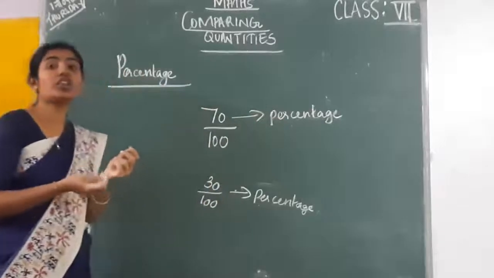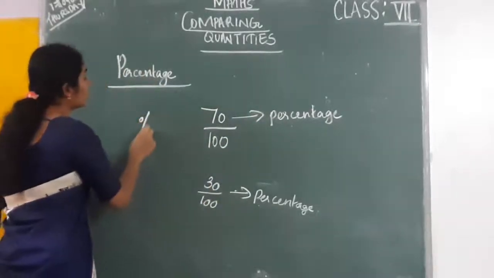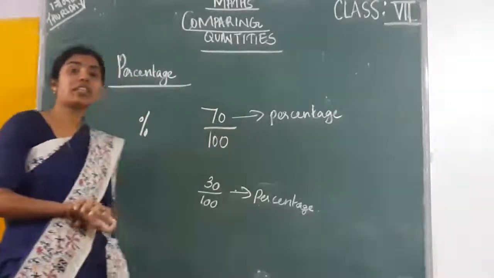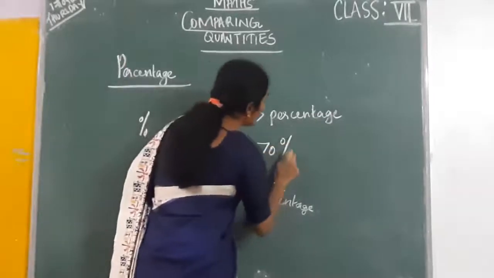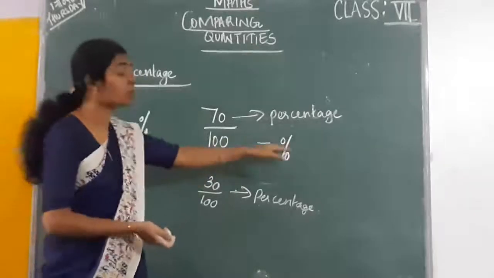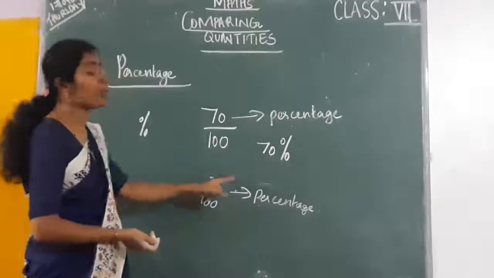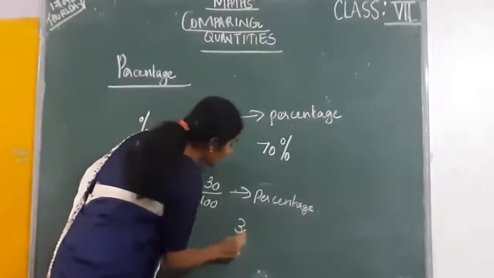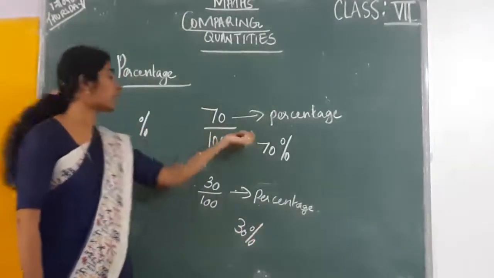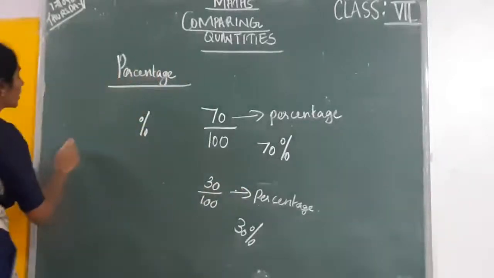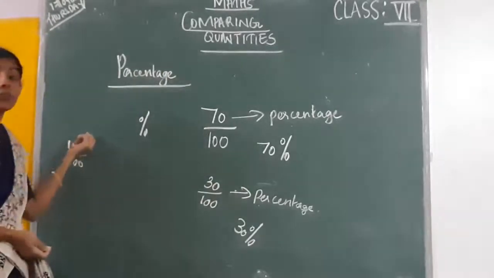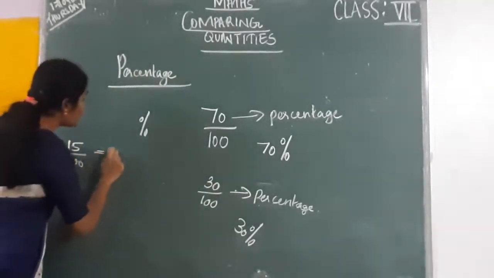So when you are given 70 by 100 or 30 by 100, you can denote it as a percentage. There is a symbol to denote percentage, this one. So 70 percent, how will you write it? Write 70 and give that percentage symbol. Now 30 percent, how will you write that? 30 and the symbol. Use this symbol to denote percentage. When you are given 15 divided by 100, 15 is the percentage. How will you represent it? 15 percent.